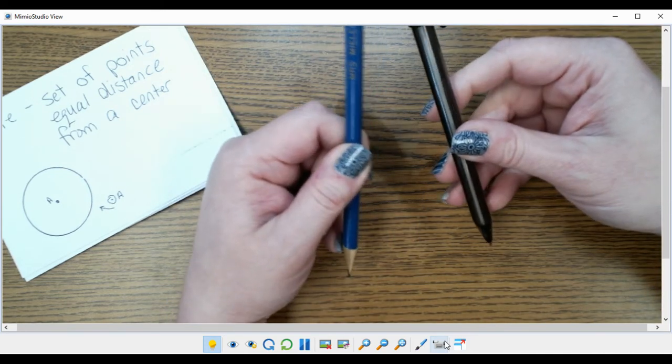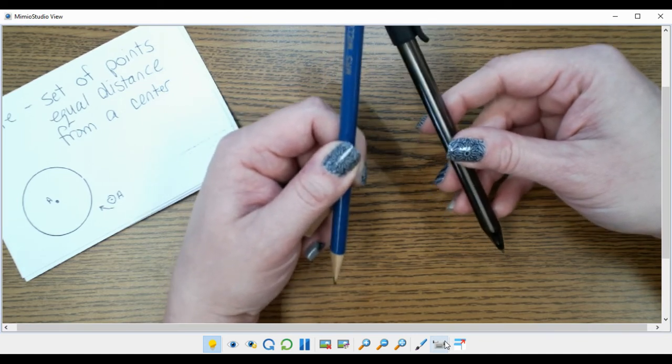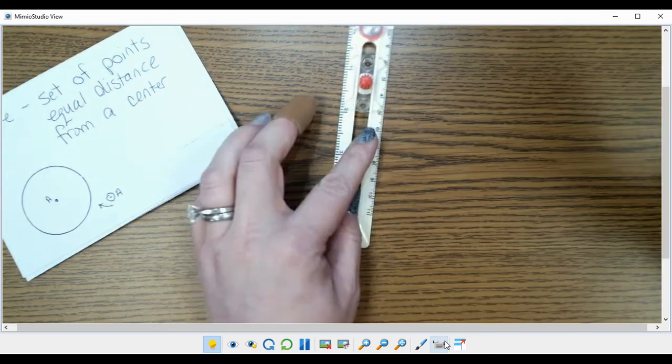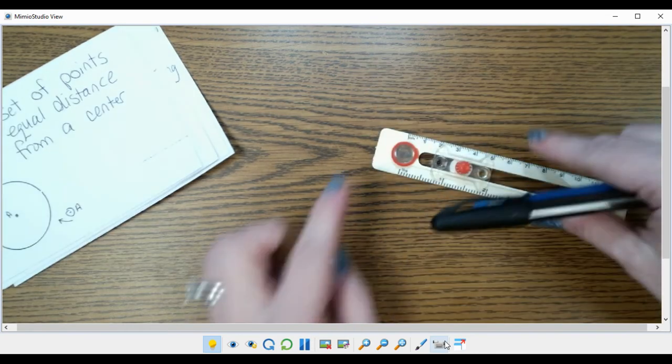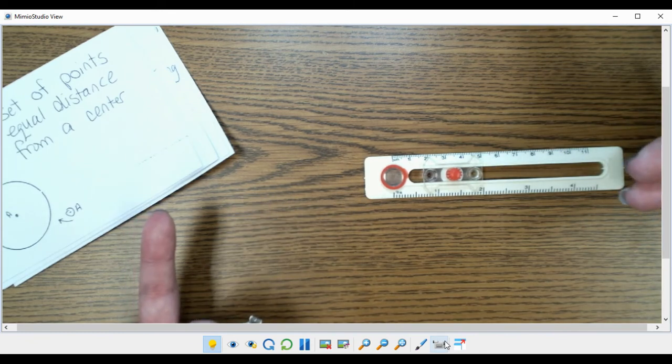We used to use them in class, and then I wised up because I don't like giving middle schoolers things with really sharp metal points. But instead, we have something like this, okay? And I'm going to show you how this works. This is called a safety compass because it does the same thing. It just doesn't have those sharp metal points.